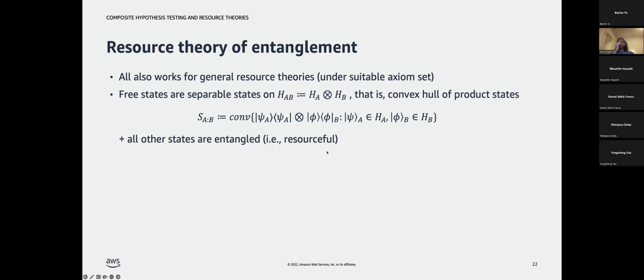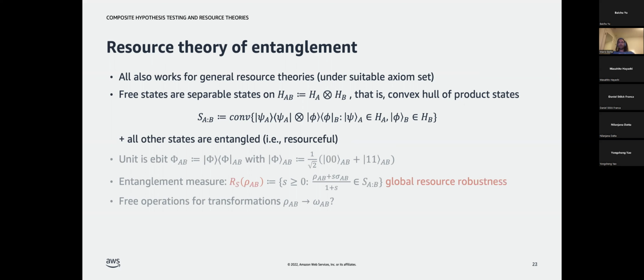Okay. So in the resource theory of entanglement, of course, free states are separable states. So this is just the convex hull of product states. We're given this bipartite Hilbert space structure, and then the separability is with respect to this cut into A and B. And all other states that are not separable, that are not in the convex hull of product states, are called entangled, and that's what it means to be resourceful in this theory.